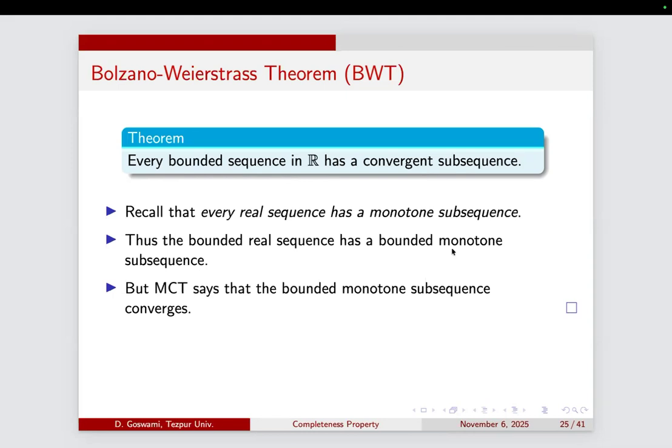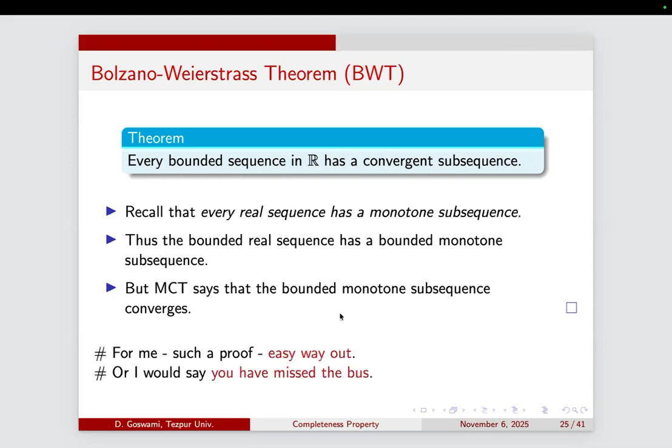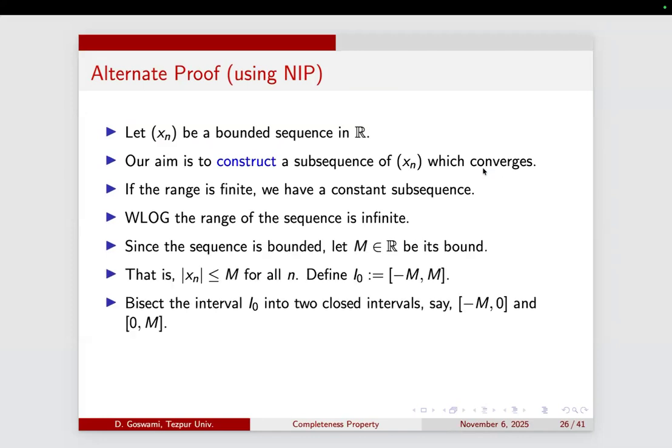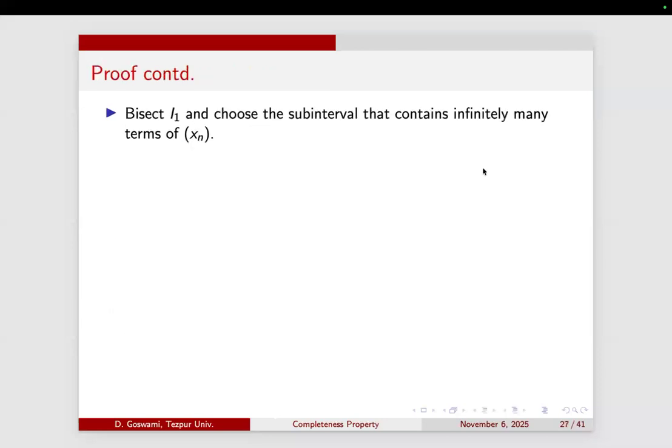Okay, so this type of proof I do not like. I always used to say that this is an easy way out because I do not see what's happening inside. I generally like to have a proof which constructs. Can I construct a subsequence using whatever simple tool I have? Yes, I can do that using NIP, but we'll skip it because we have to travel a bit. It can be proved using NIP. It's not difficult.